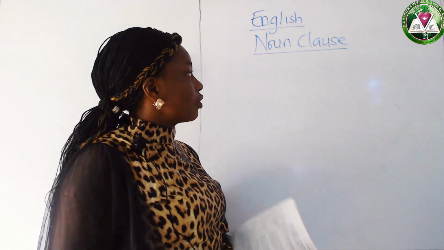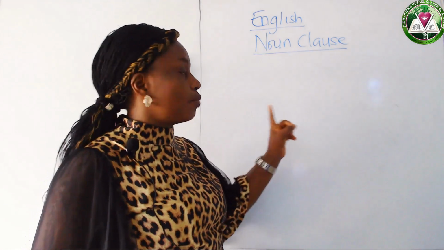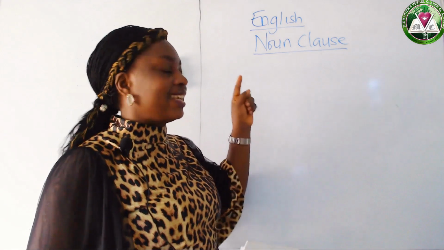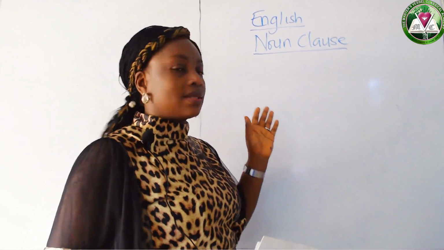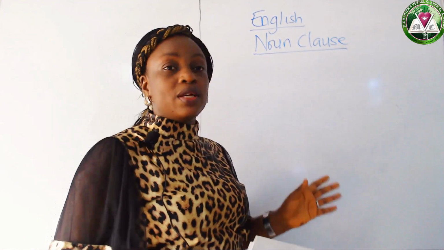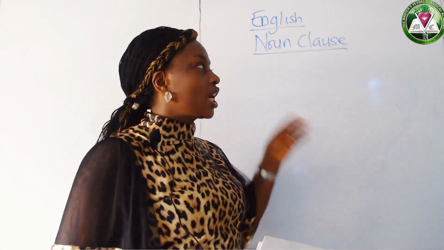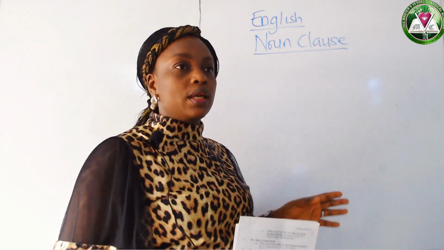So a clause is a group of words. What are we supposed to remember about a clause? A clause is a group of words. It has a finite verb. Remember that I always tell you that what differentiates mostly a clause from a phrase is the issue of finite and non-finite verb. So a clause must have a finite verb before it could be called a clause.